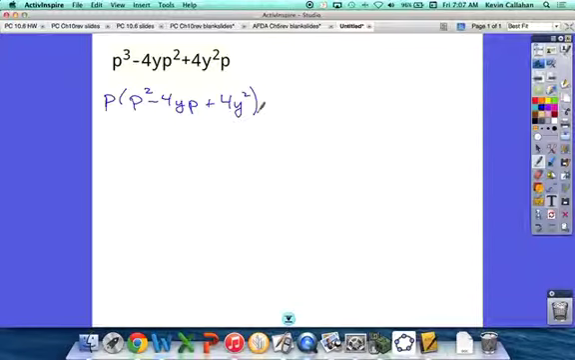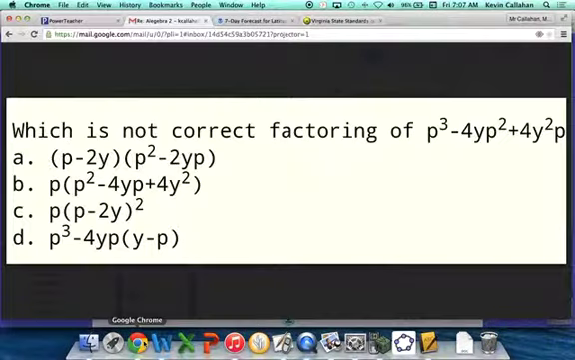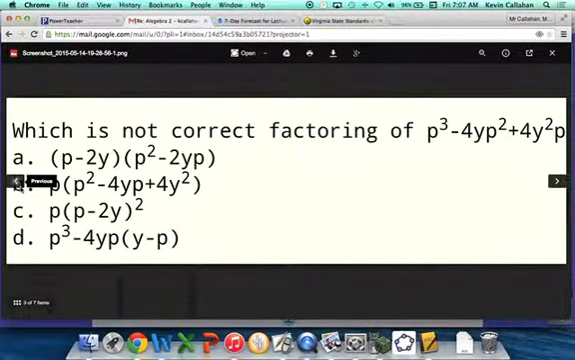Now I believe in your problem that may have been one of the answers. It said which is not the correct factoring. So letter B would have been a correct factoring. That's just the first step. Okay, next, go back.